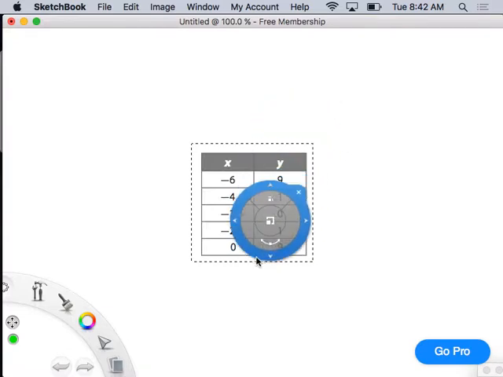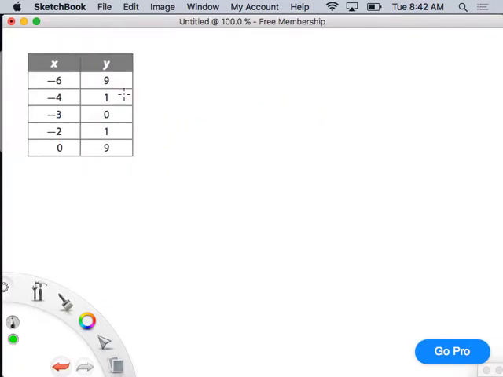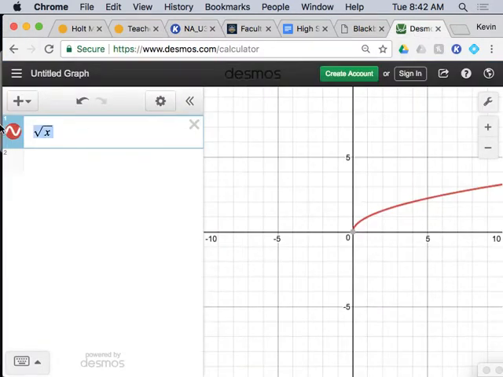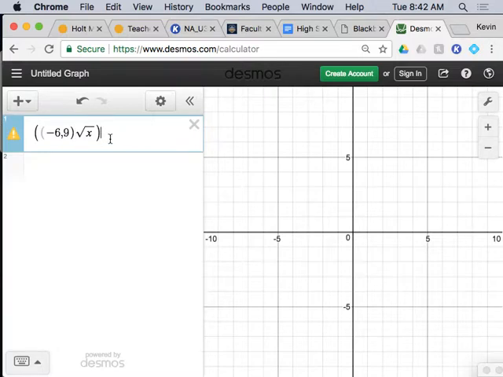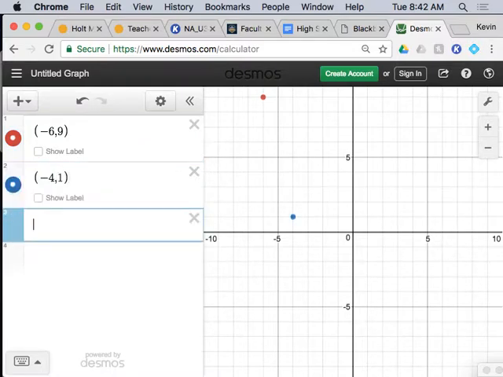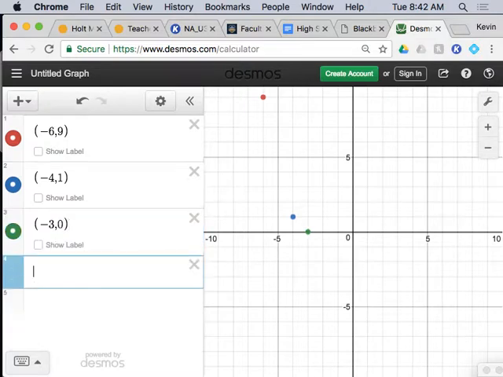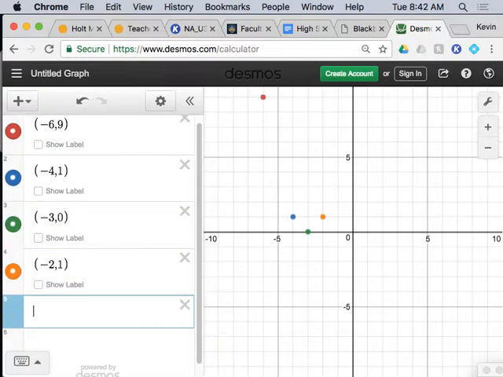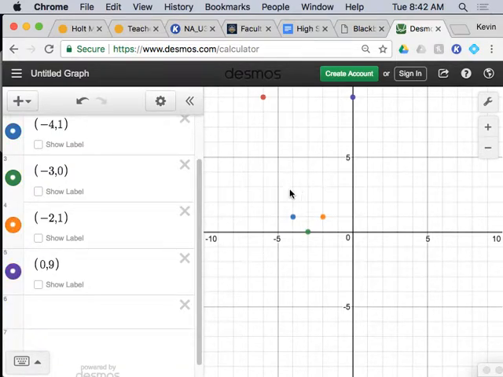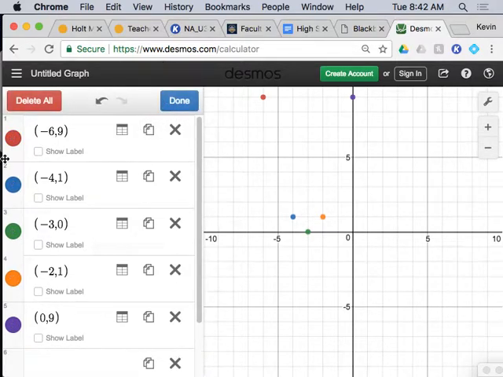All right. So let's say I give you this table of values here. Can someone read off the points for me, please? Jordan, will you do that for me? -6, 9. What's the next one? -4, 1. -3, 0. -2, 1. 0, 9. Right? Okay, so we can see here that we've clearly got what looks like a parabola, right?